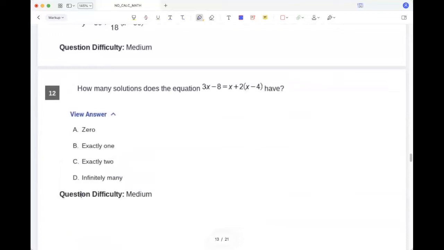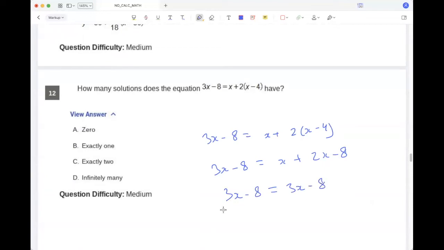How many solutions does the equation 3x minus 8 is (x plus 2) times (x minus 4) have? So 3x minus 8 is x plus 2x minus 8. So 3x minus 8 is 3x minus 8. So since both sides are exactly the same, this would have infinitely many solutions.